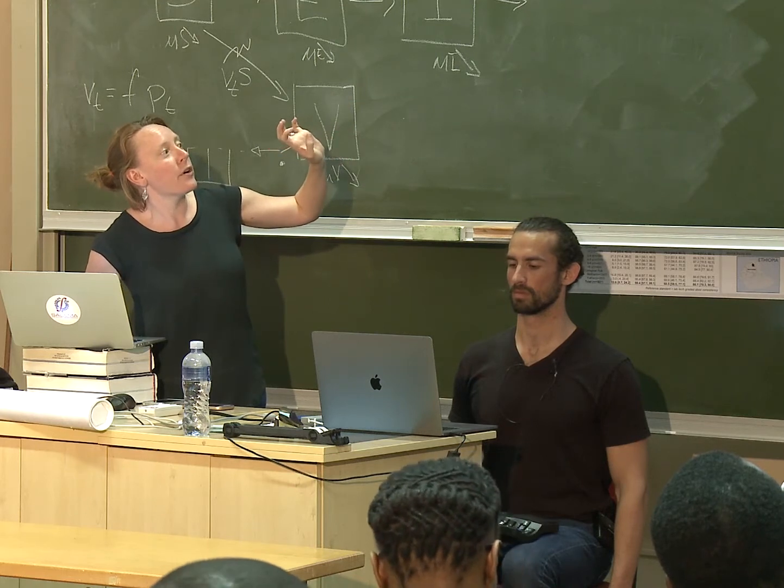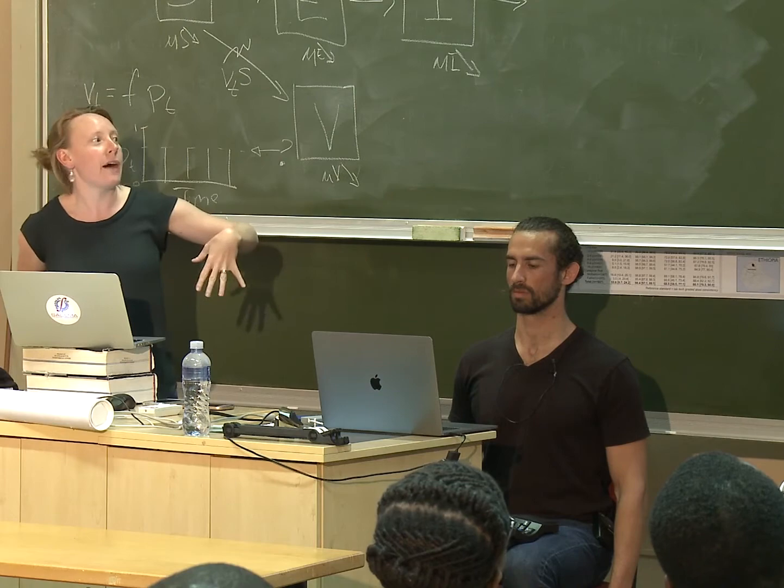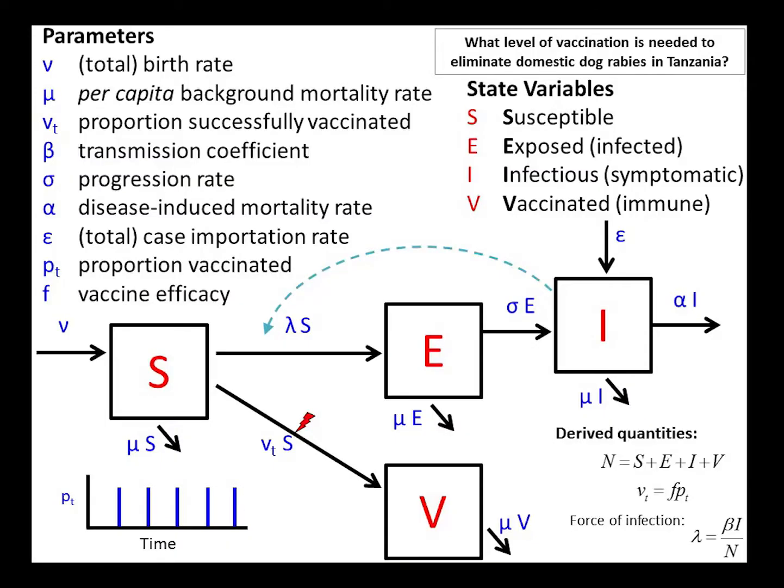We have basic demographics, so I mentioned the birth rate. We also have a background mortality rate. All of the different compartments experience the background mortality rate. And then we have a number of transitions between the compartments that can occur. So obviously we have infection.